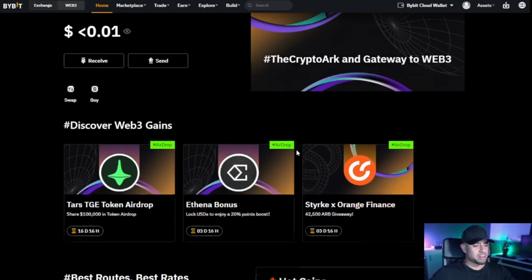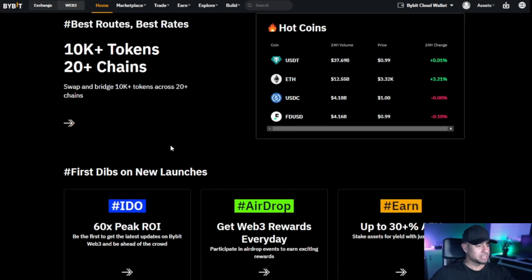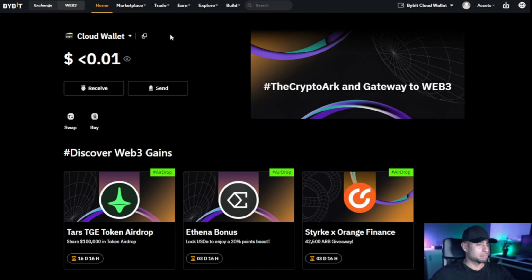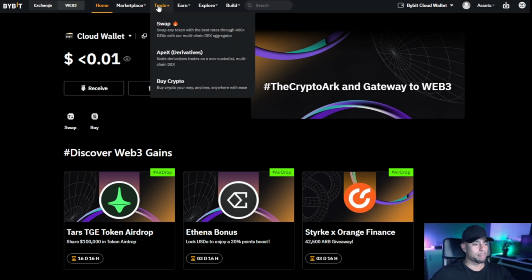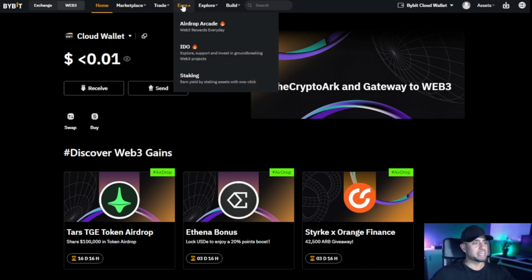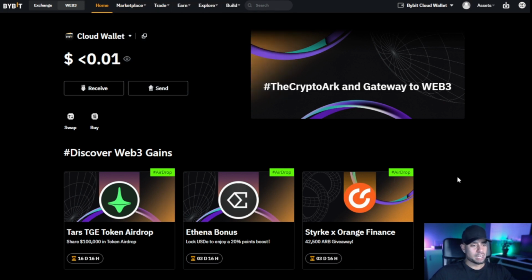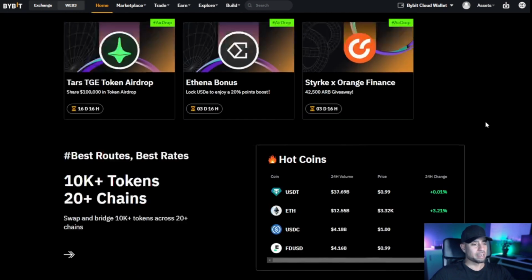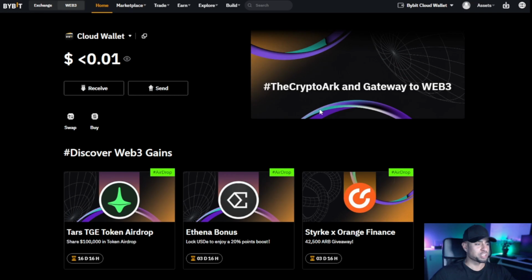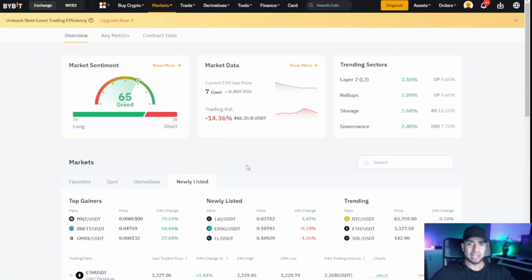But what you have here is a decentralized marketplace where you can use different things to earn and trade, swap cryptos, NFTs, stake crypto, stake NFTs, and what more. And here you see also what new tokens are being listed, new airdrops that you can participate in, and so on. But that was it for this tutorial.